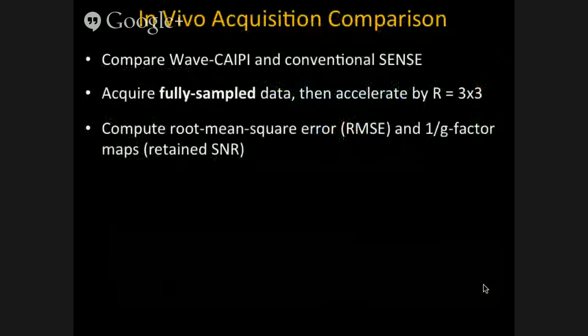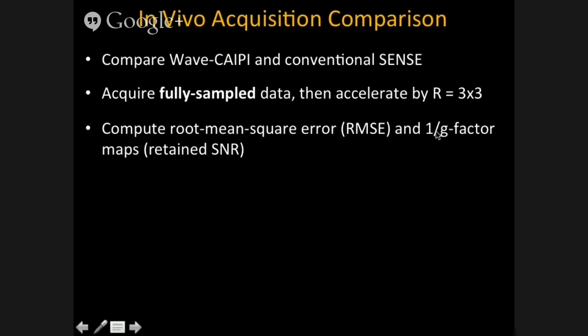So now that we know how to do the wave reconstruction, we can look at some in vivo data acquisition, where we compare wave with conventional SENSE parallel imaging. And to have some ground truth, we acquired fully sampled data, which we then accelerate by a factor of 9. And using this ground truth, we compute root mean square errors, and we also compute 1 over G factor maps. So 1 over G factor is just our retained SNR. If G factor is equal to 1, it means it's essentially a perfect reconstruction with no noise amplification.